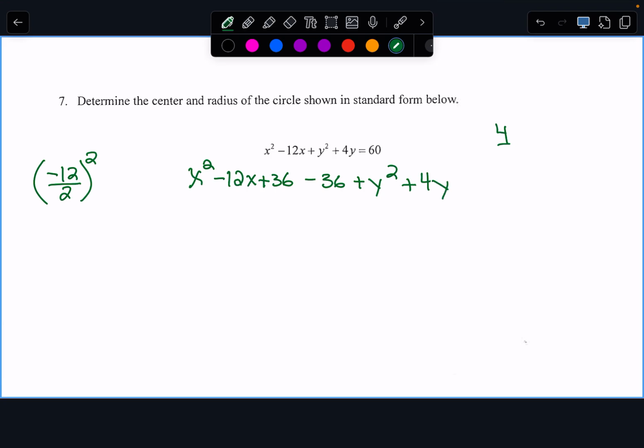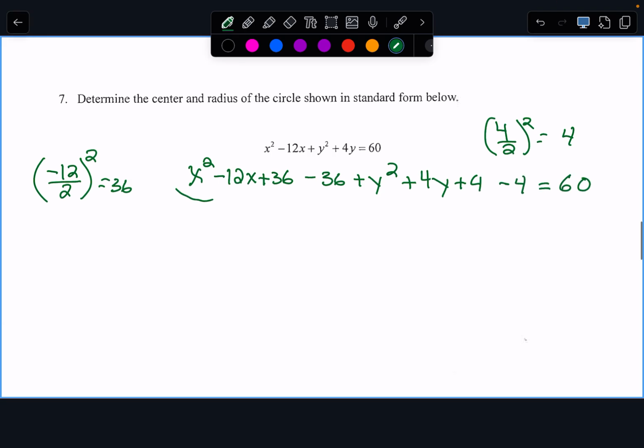You do 4 divided by 2 squared is, this one was 36. This is what? 4, so we're going to add 4 and we're going to subtract 4. So all equal to 60.